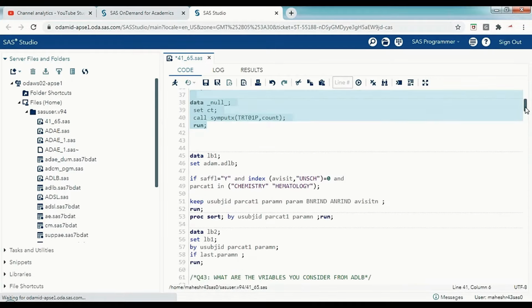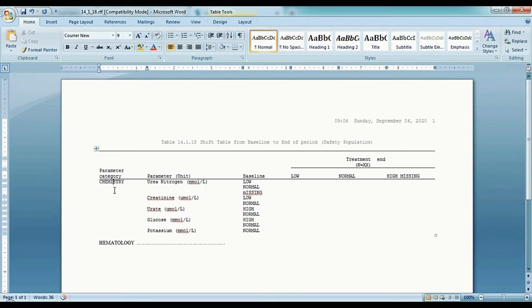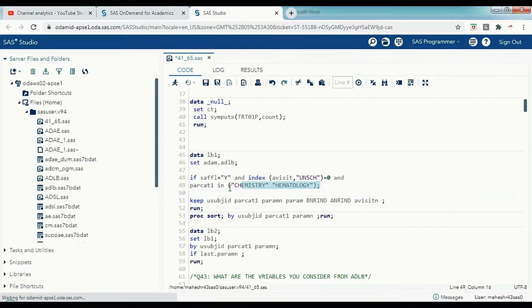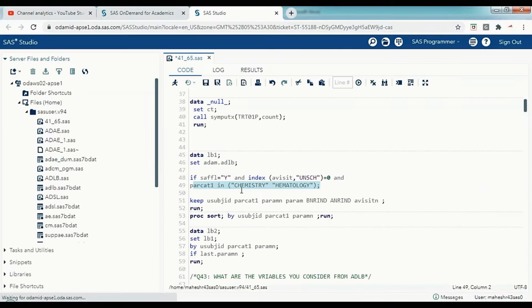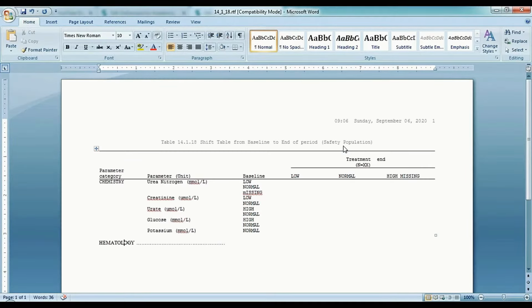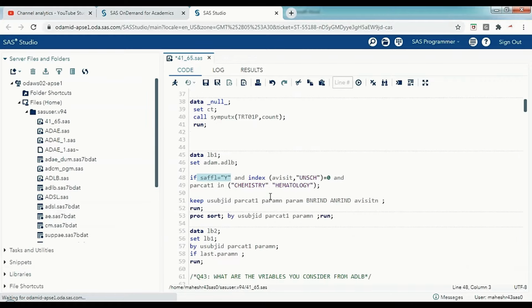After that, we have to filter the dataset. Our table is asking only for chemistry as well as hematology, so here I am picking only chemistry and hematology. I am not considering any unscheduled visit, as per the shell, they are not asking for any unscheduled visit. They are asking only for scheduled visits, and it comes under the safety population. Here you can see they are mentioning safety population, so that's why I'm filtering only safety population subjects. And the two major important variables are BNRIND and ANRIND.